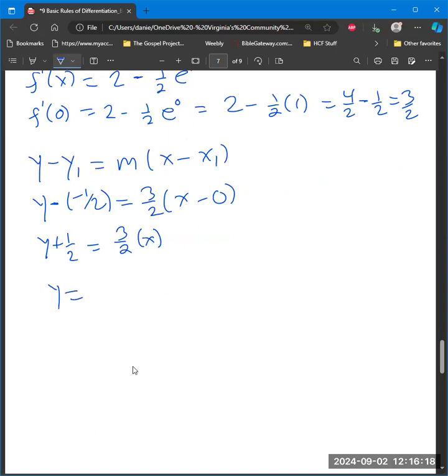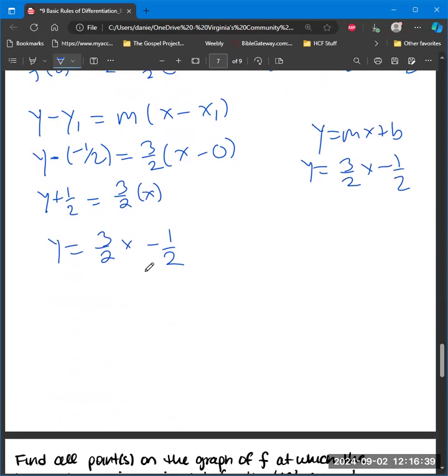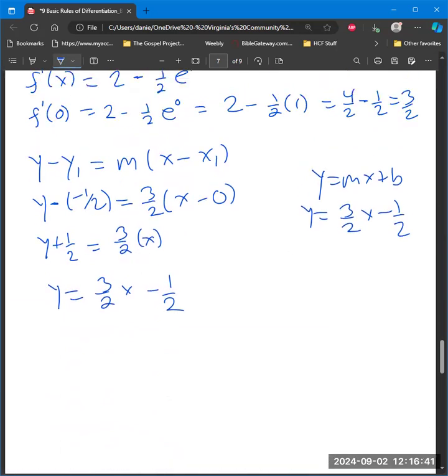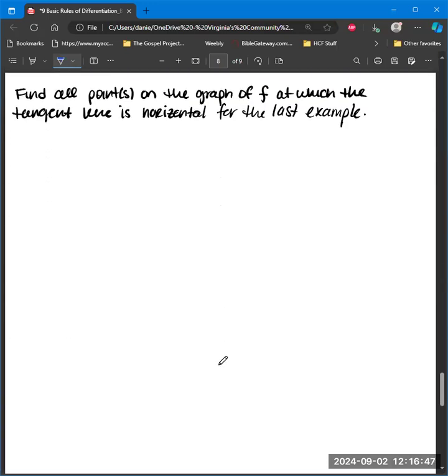So y equals 3/2 x minus 1/2, which would also be correct if we had used y equals mx plus b. We found m was 3/2 and b was -1/2. That would have been easier, but we need to know this point-slope form because we're going to need to use that most of the time. We're not always going to be given the y-intercept as our point.